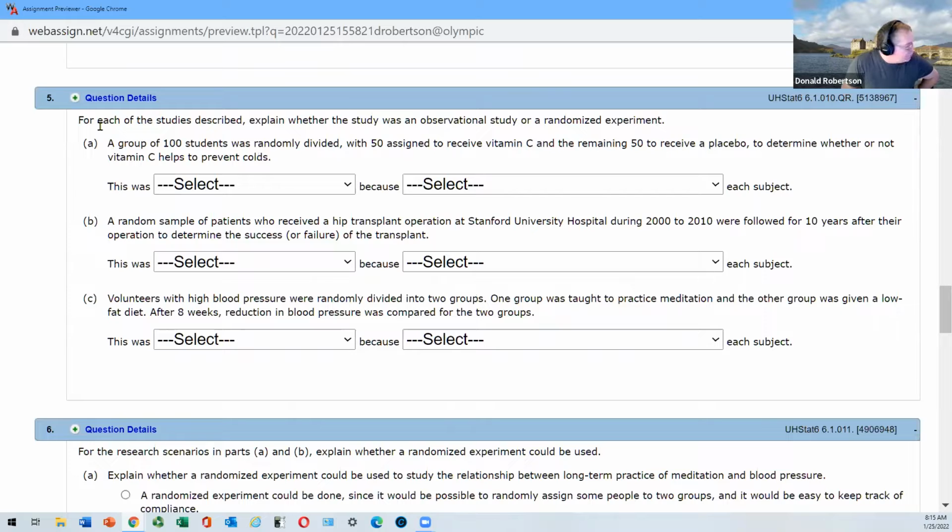Now, we've only got 3 more questions and this is over. For each of the studies described, they explain whether it's observational or experiment. So, a group of 100 students was randomly divided with 50 assigned to get vitamin C and the other 50 get a placebo. It's a random experiment, isn't it? Would you agree? In fact, you could put more information into that. Couldn't you say that this is probably at least a single blind, because the way they've said it, the student doesn't know if he's getting vitamin C or not. Now, what they do at the end of that is check if it prevents colds.